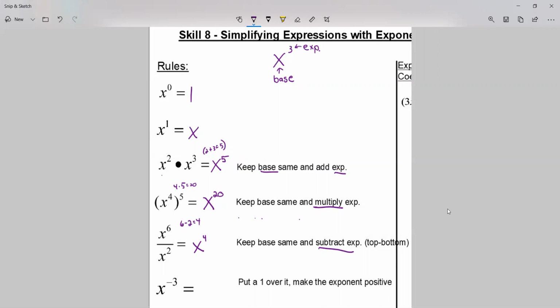Again, what I don't make you show me is x to the 6 would be 3, 4, 5, 6. x to the 2nd would be x times x, and you can cross off 2, leaving you with x to the 4th. So the shortcut is that you can simply subtract your exponents. And we're not going to make you write that.